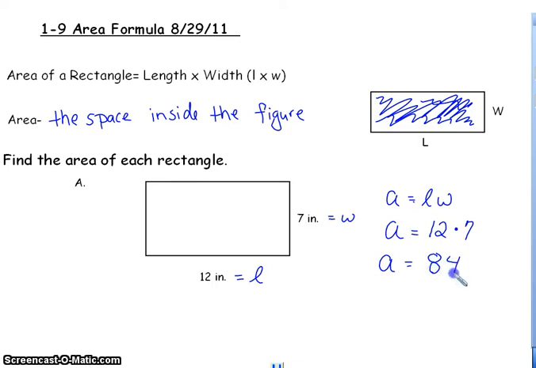And now you have to think about the units. Well, I have inches, but since I'm finding the area, what you're really doing is finding how many small little inches squared I can fit inside of it. So this is actually 84 inches squared. When we do area, the unit should always be squared.